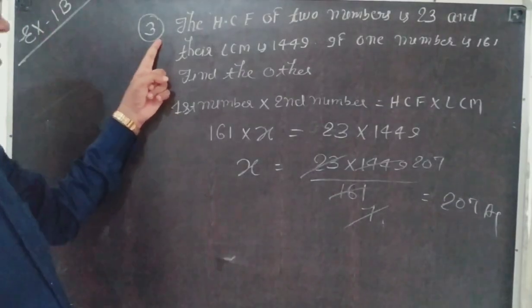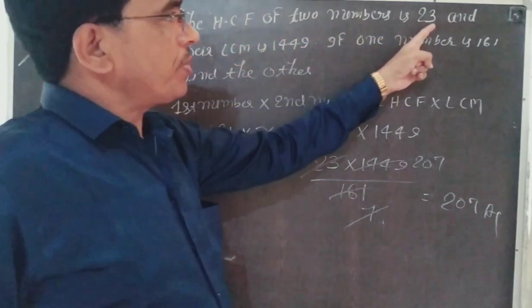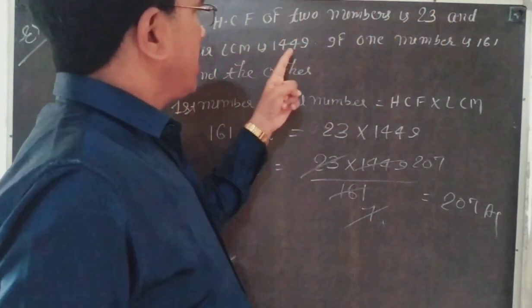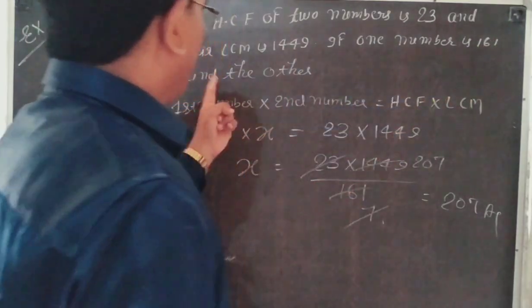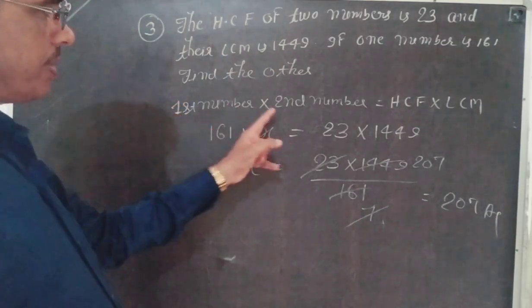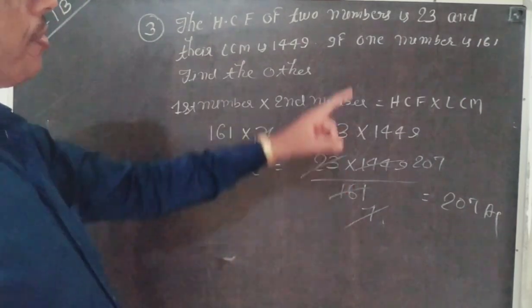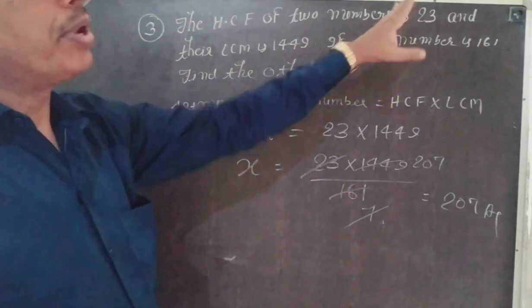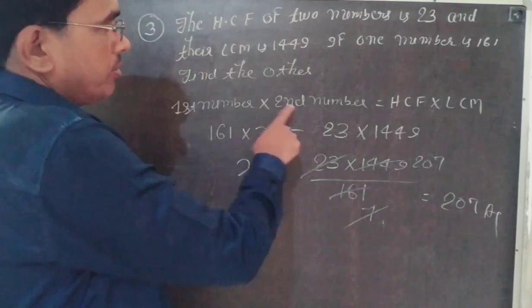Now question third of exercise 1B. The HCF of two numbers is 23 and their LCM is 1449. If one number is 161, find the other. The formula is first number into second number is equal to HCF into LCM. You have been given HCF, LCM and one number, and you have to find the other number.